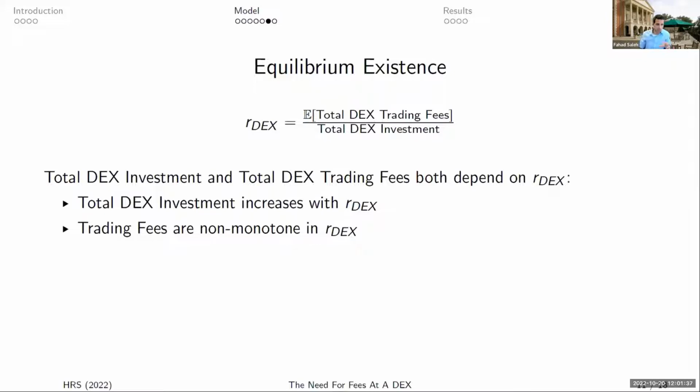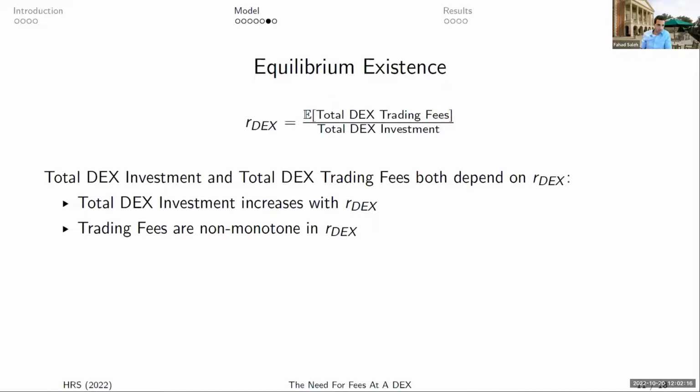And so first, just to clarify at a conceptual level the complexity involved here, not only are all these objects endogenous, but they're very much interrelated. So in particular, on the left-hand side, you have the return from investing in the DEX. On the right-hand side, you have two quantities that are endogenous and that depend upon the return from investing in the DEX. Perhaps the thing in the denominator, total DEX investment, is much more straightforward to understand: if the return on investment at the DEX is higher, then DEX investment is going to be higher in equilibrium. So it's clear that there's going to be some increasing relationship there that we have to take into account.